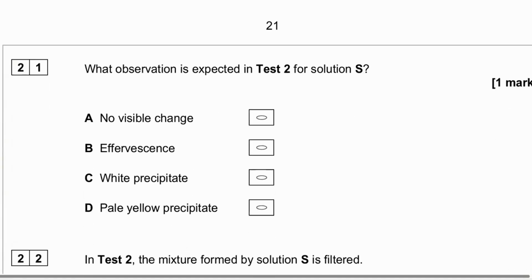Again, we'll have to scroll up to look at the table, but first let's look at the question. What observation is expected in test 2 for solution S? So let's go up, and is it a yellow precipitate, white precipitate, effervescence, or no change at all? Well, let's go and check out test 2 solution S in the table and see if we can work it out.